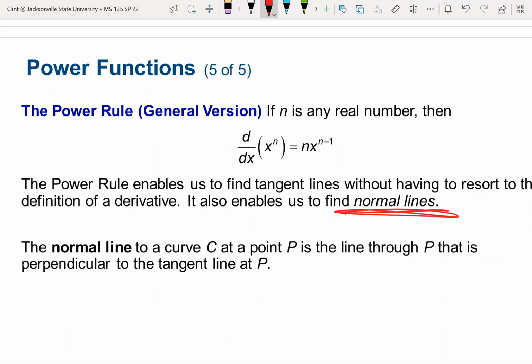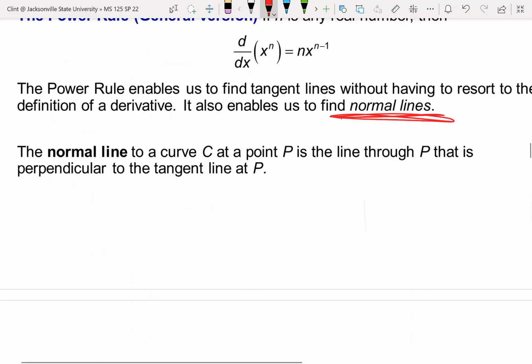Okay, so a tangent line comes almost kind of parallel to our graph, in a sense. It touches our graph at one point. A normal line would go through that same point, but it would come in perpendicular to our curve. Okay? So a tangent line and a normal line at the same point are perpendicular to each other.